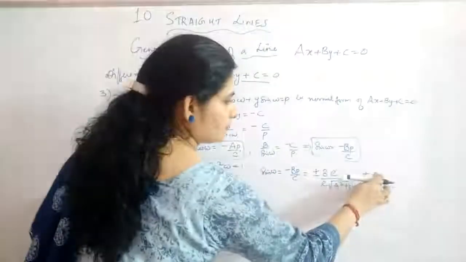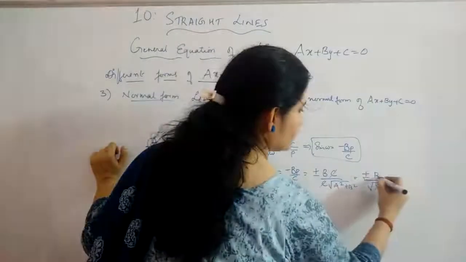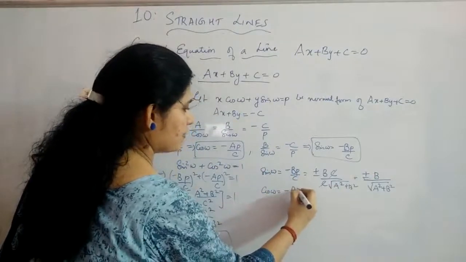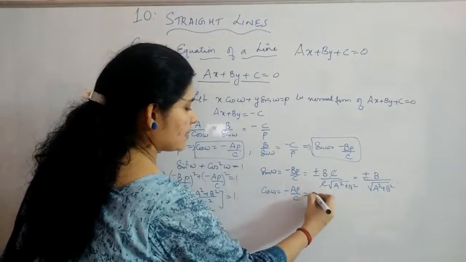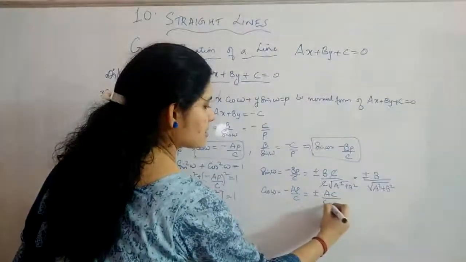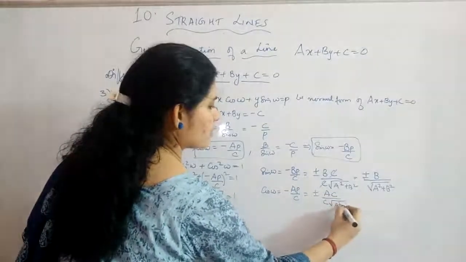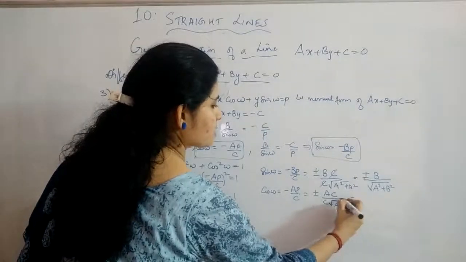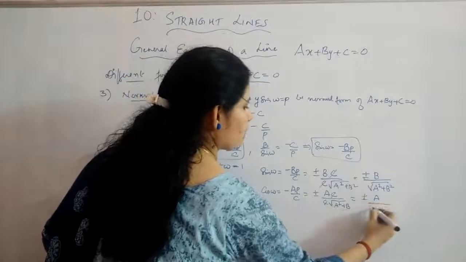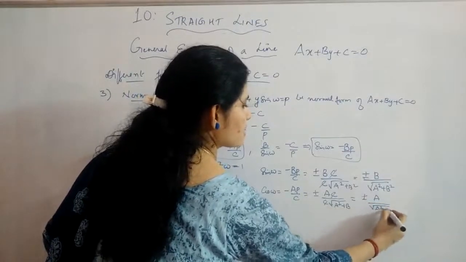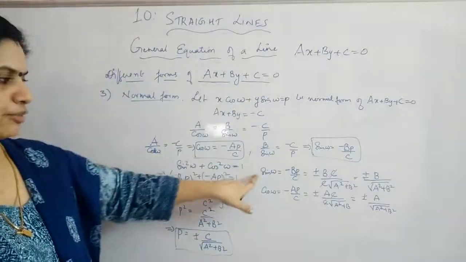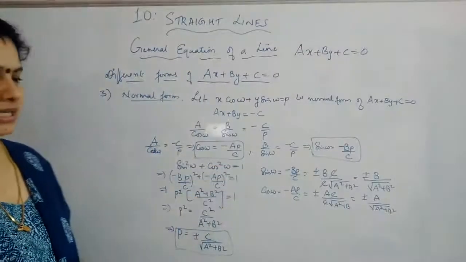Okay. Now cos omega will be minus a p by c. Again replacing, you will get plus or minus a c by c into root of a square plus b square, which is equal to plus or minus a by root of a square plus b square. So you got all the values, that is p, sin omega and cos omega in terms of a, b, c.